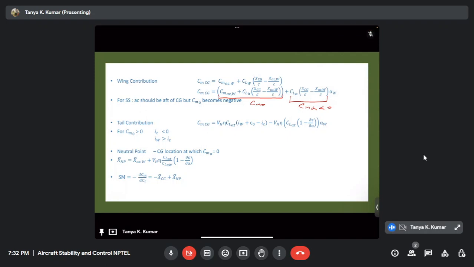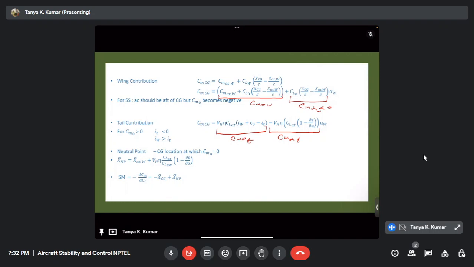So what do you do? You add a tail, right? This is what we discussed in the first slide. So this is the tail contribution. Now this is your Cm naught tail, this is Cm naught wing, and this entire thing is your Cm alpha of the tail. Alright, so here you adjust your tail setting angle and wing setting angle such that your Cm naught tail becomes positive and more positive, so that it overcomes the negative Cm naught of the wing.